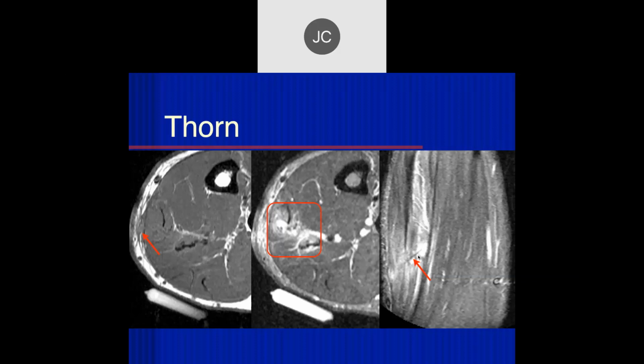This patient, it broke off and was irritating for a couple of weeks. They couldn't find anything, so they finally decided to try an MR scan. Again, this is a pretty old scan, and we could see the thorn, and we could see the little abscess around it, so that allowed them to go in and remove it.